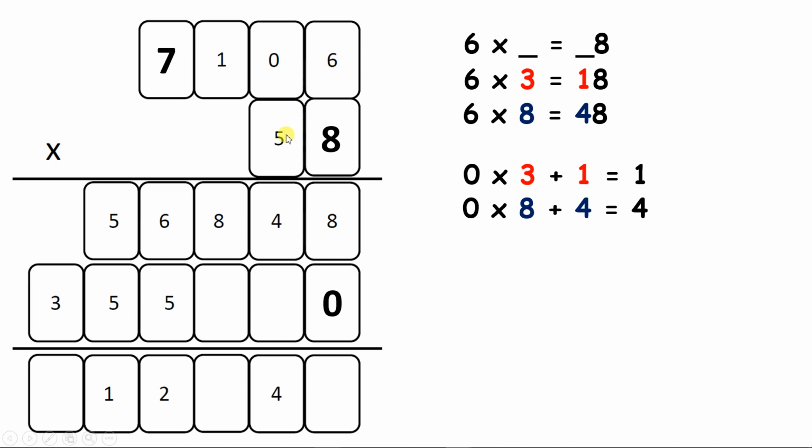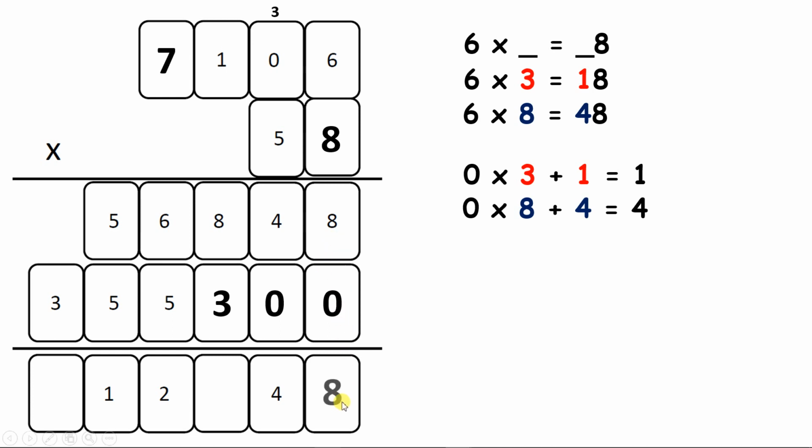Now 6 times 5 is 30, so carry the 3, write 0 in our answer line. 0 times 5 is 0, but plus the 3 we carried gives us 3. And then we had 1 times 5 is 5. 7 times 5 is 35. So now we can just add up our answers in the usual way to find our remaining missing numbers.